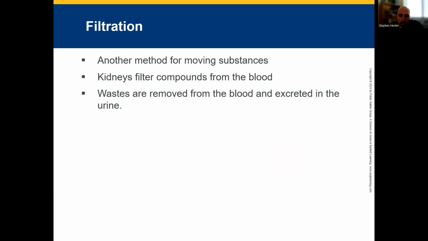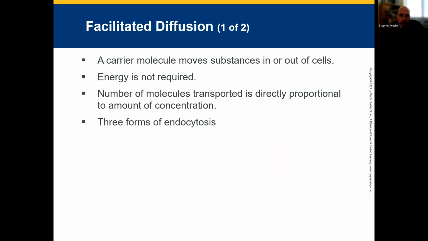All right, filtration is another method of moving substances. Kidneys filter compounds from the blood. Waste is removed from the blood and excreted through the urine. That's called filtration. We have facilitated diffusion, where a carrier molecule moves substances in and out of the cells. Energy is not required for this. And there are three forms of endocytosis and exocytosis: pinocytosis, phagocytosis, and receptor-mediated endocytosis.